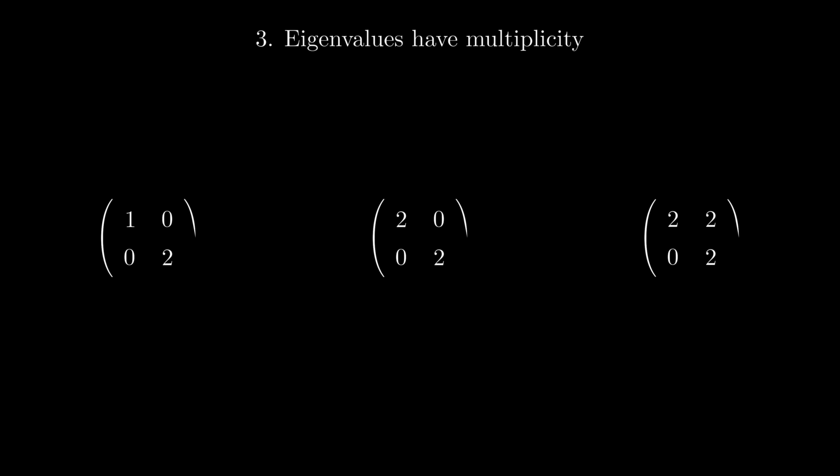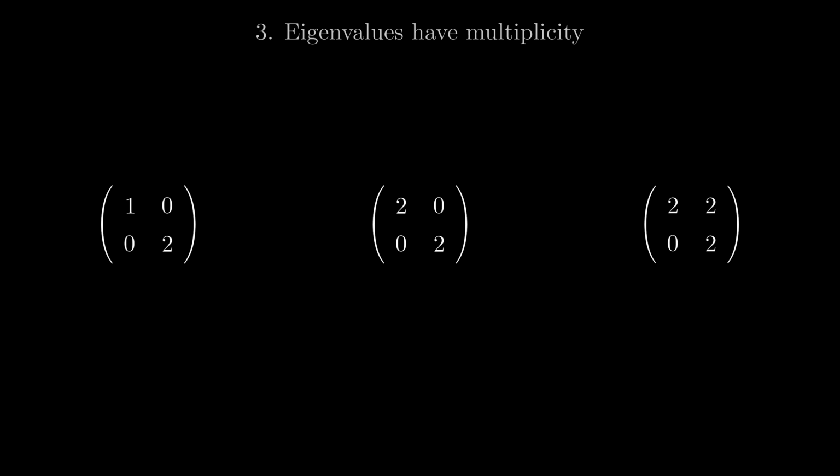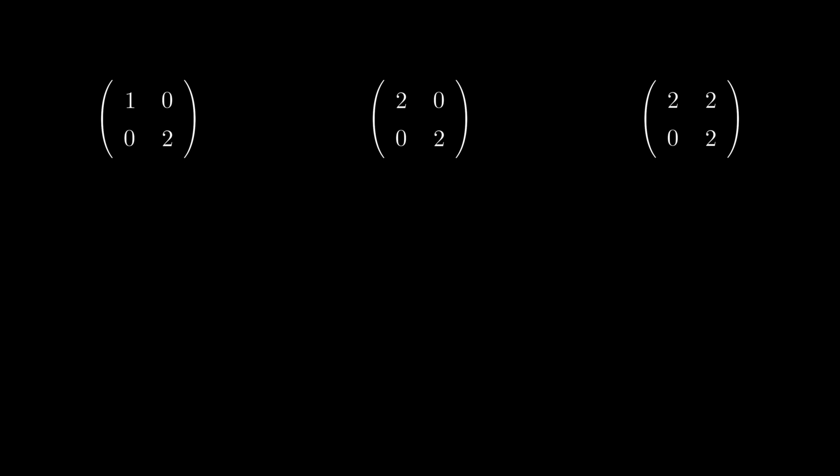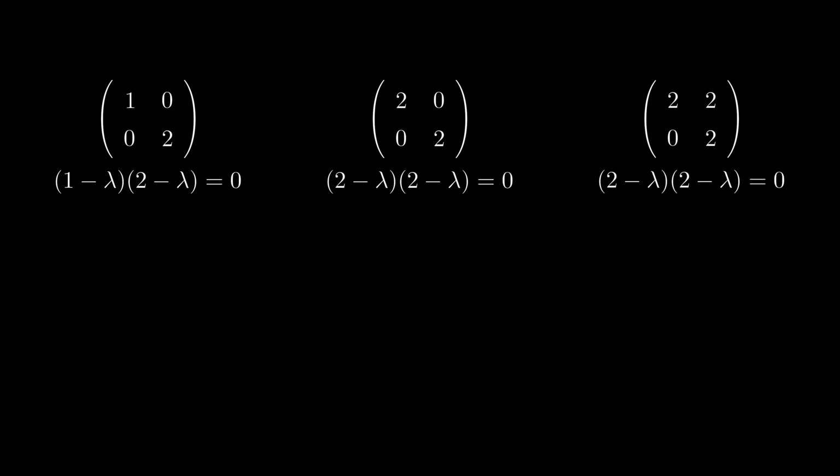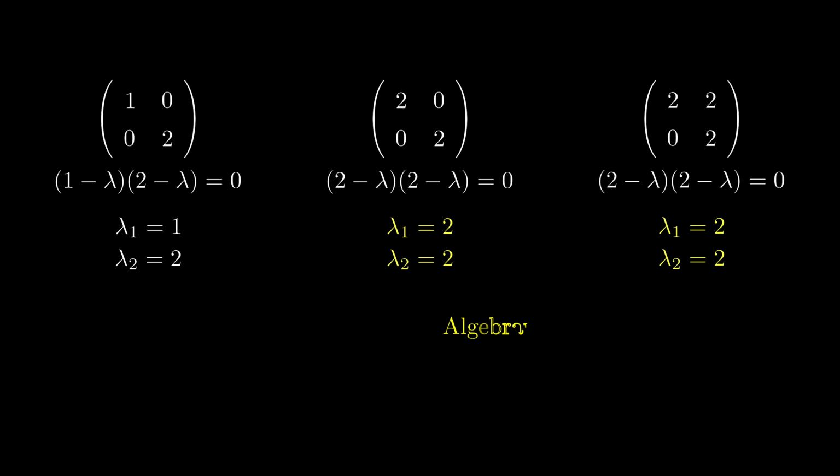The last important point to review is multiplicities. The same eigenvalues may have different multiplicities. For example, in order to find the eigenvalues of these three matrices, we solve the characteristic polynomials. We find out that the first matrix has two different eigenvalues, but the second and the third matrices have 2 as the only eigenvalue. The number of times that the eigenvalue appears as a root in the characteristic polynomial is called the algebraic multiplicity. Algebraic multiplicity is not the only multiplicity.